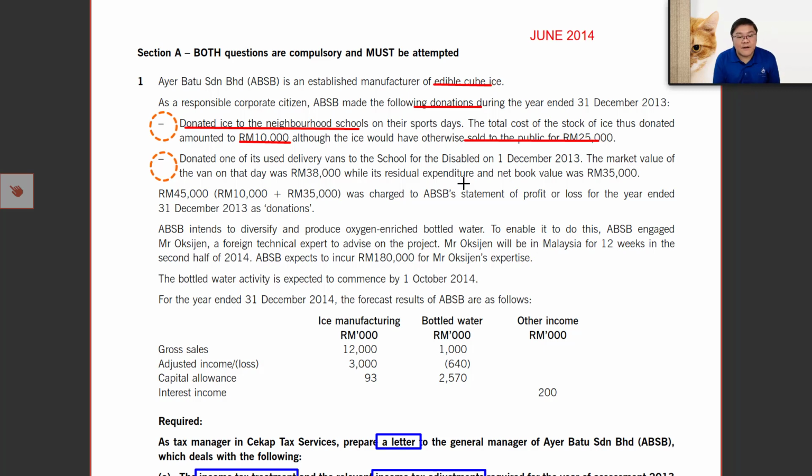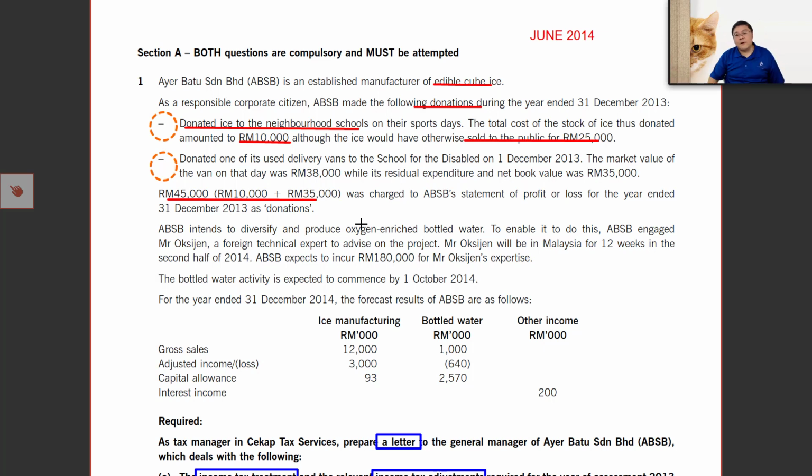Now, 45,000, which is the 10,000 and the 35,000, was charged to the profit statement as donation. So I will have to tell them that in the tax computation, the 35,000 will obviously be added back. It's a capital adjustment. It's a capital cost. We don't have any gain on disposal or loss on disposal. The 10,000 is fine because the 10,000 will still be accepted as a cost since we tax the revenue, okay?